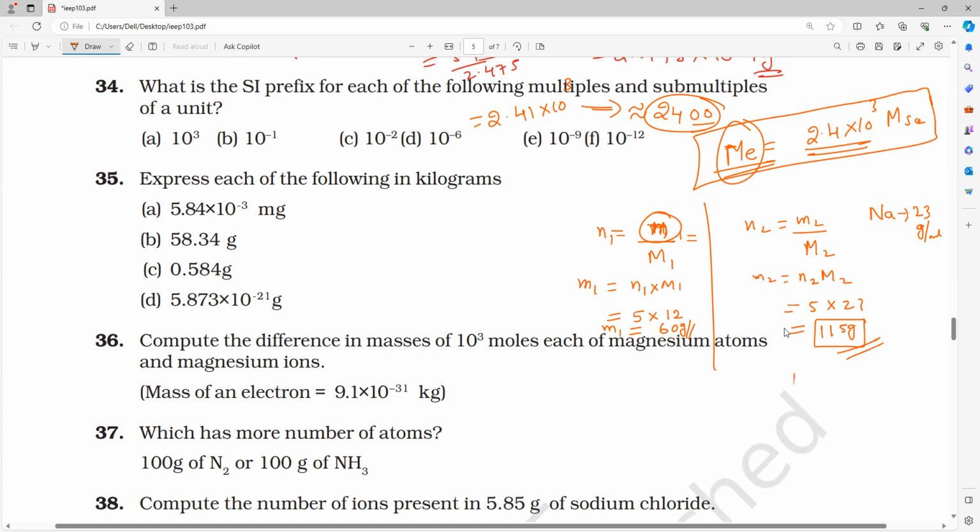105 grams. So who is feeling heavier? The mass of sodium is high. So the mass of sodium is greater than the mass of carbon. So who feels heavier, Krish or Raunak? Krish, because Krish's mass is 105 grams and Raunak's mass is only 60 grams. Okay, next.